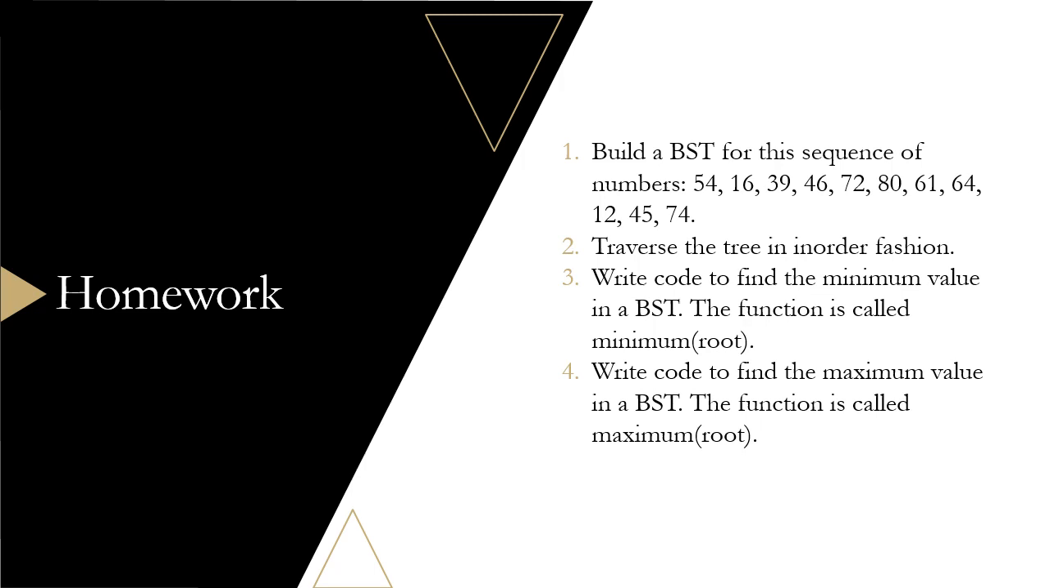Homework. 1. Build a BST for this sequence of numbers. 2. Traverse the tree in order fashion. 3. Write code to find the minimum value in a BST. The function is called minimum root. 4. Write code to find the maximum value in a BST. The function is called maximum root.